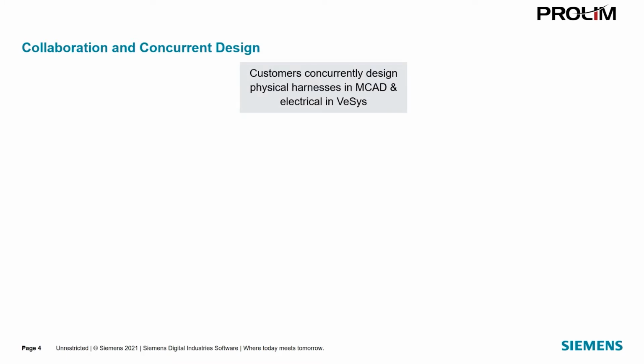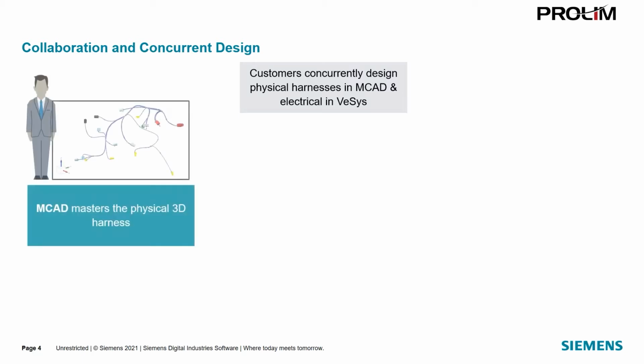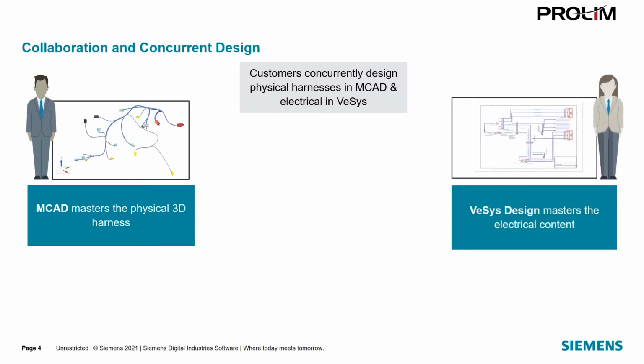A design flow incorporating VSys supports collaboration and concurrent design. Customers are able to design physical harnesses in their Mcat tool of choice, while the electrical and harness designs are done within VSys. The mechanical designer defines the harness geometry and fixtures, along with reserving space in the vehicle or machine. The electrical designer, using VSys design, masters the electrical content for the system, creating the needed wiring diagrams and conducting analysis.